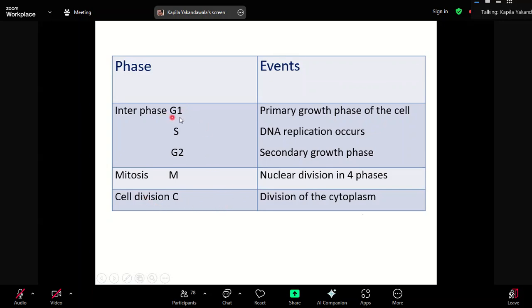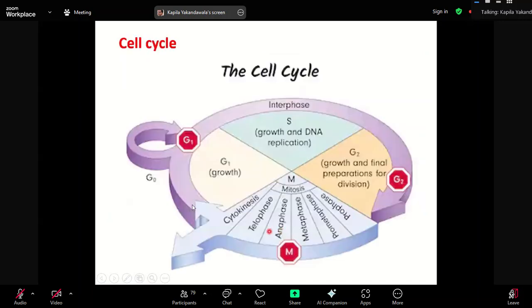During interphase, the first stage is G1. During that we call it the primary growth phase of the cell. Then the synthesis stage. It means DNA will replicate. Then G2 is the secondary growth phase. Then the cell will enter the nuclear division stage with 4 phases. After that, the cytoplasm will divide. Those are the different phases of the cell division, right?